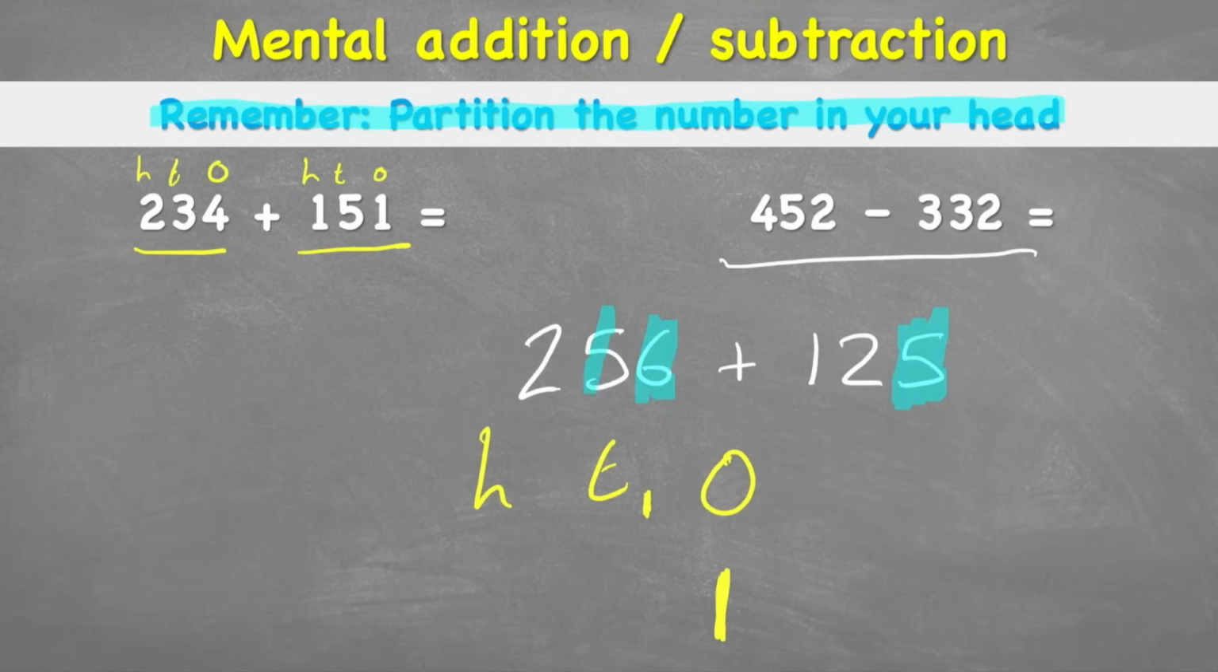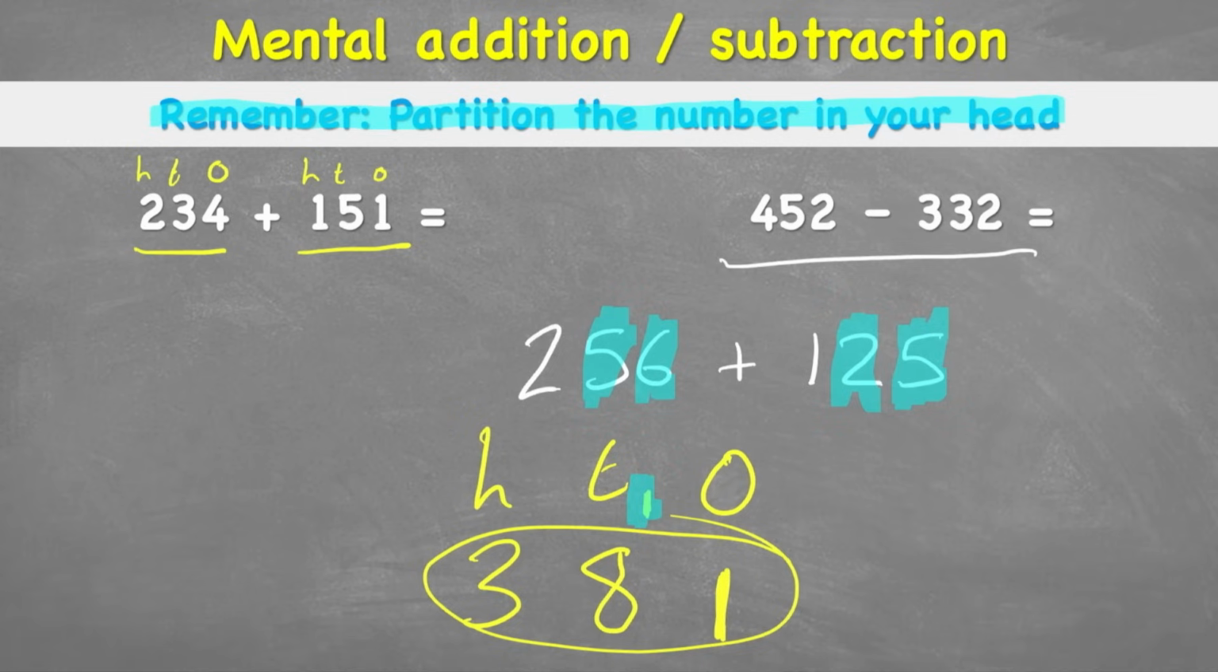Now I can add my tens of a 5 and a 2 equals 7, but remember I have this new 1 here as well, so I equal 8. And then 200 plus 100 equals 300. So my answer is 381. So it's super important to always remember to go from the smallest value, because if you have more than 10, you're going to need to regroup it into the next column.